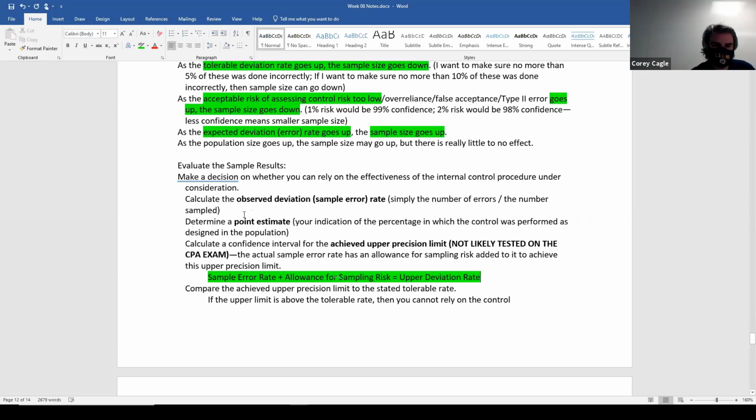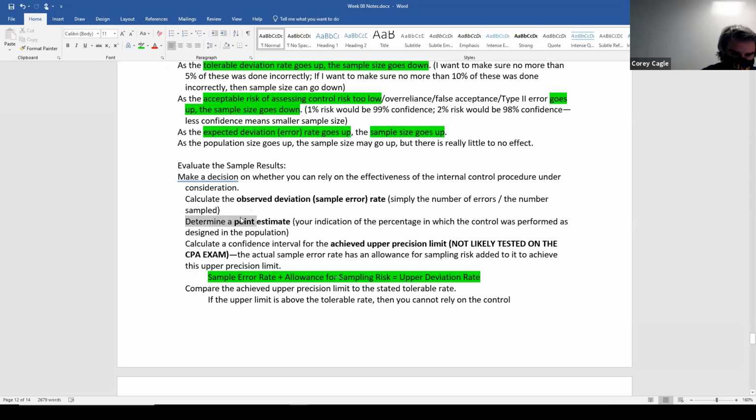They use all these long words that they don't need to use. Observed deviation sample error rate. Just our deviation rate. How many were screwed up compared to this total number we sampled? What percentage were wrong, right? And then they talk about this point estimate and all this. I think that's not that important.